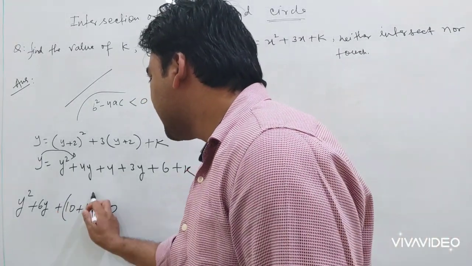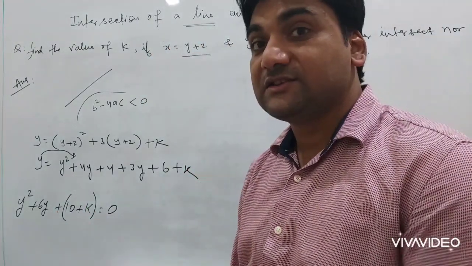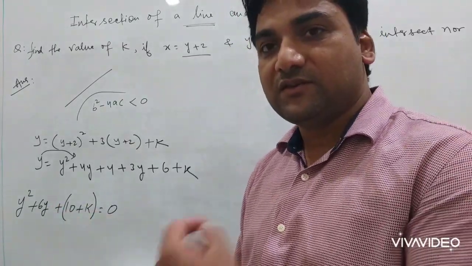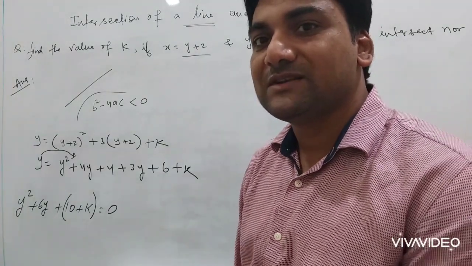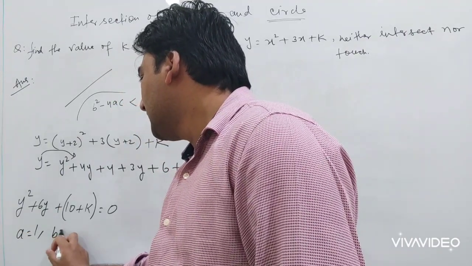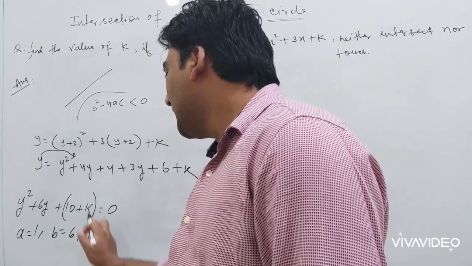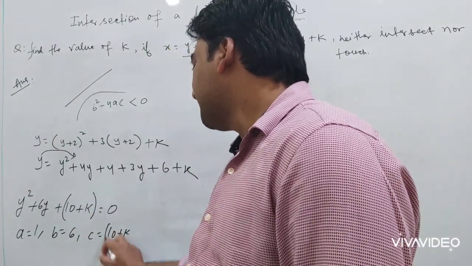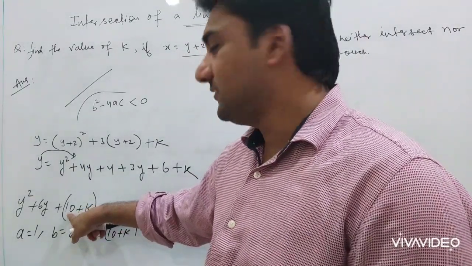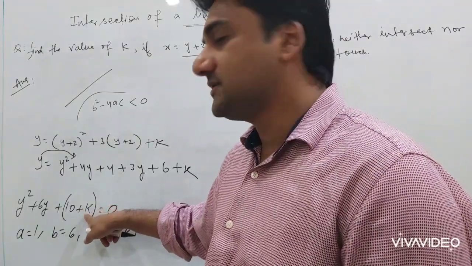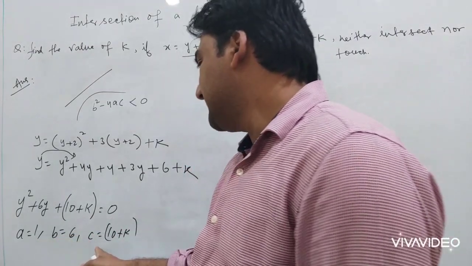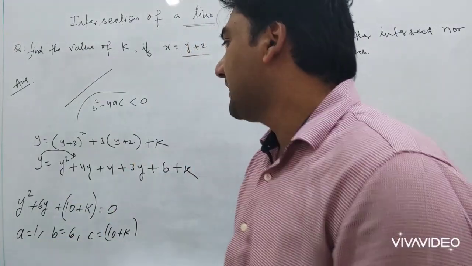Guys, 10 plus k is constant. If I ask you to relate this quadratic with the standard quadratic equation ax square plus bx plus c, then you will say the value of a is 1, the value of b is 6, and the value of c is 10 plus k. Here is a problem. Students think 10 is the c, but not k. k is also a constant. So 10 plus k would be a combined constant. So a is 1, b is 6, and c is 10 plus k.